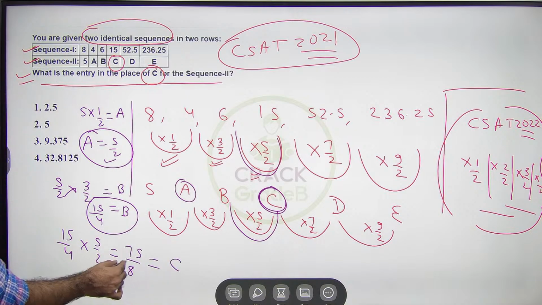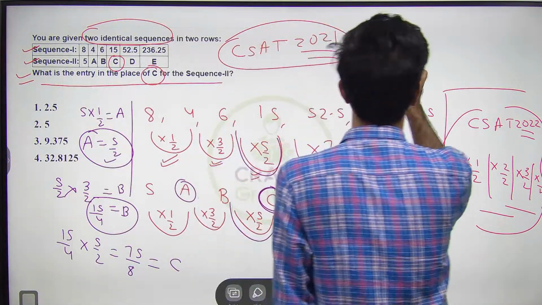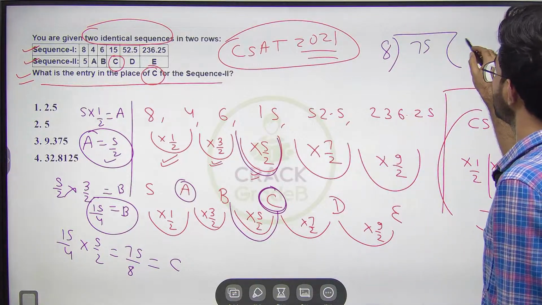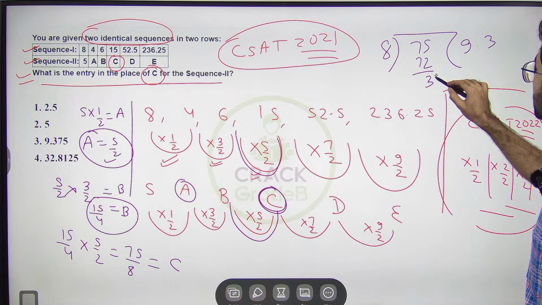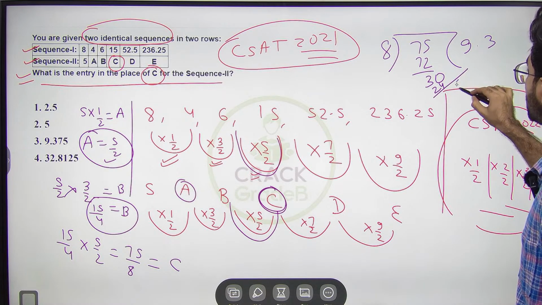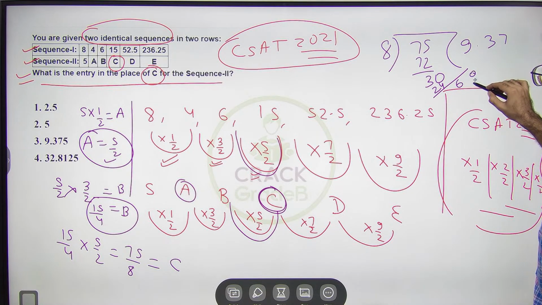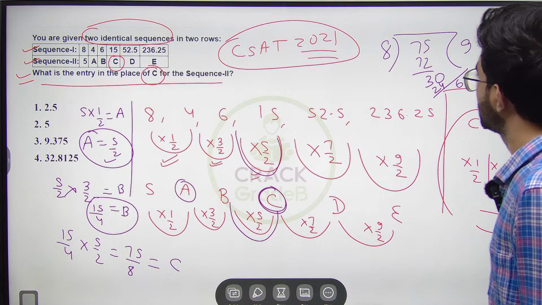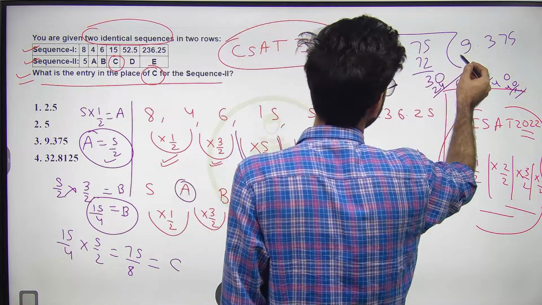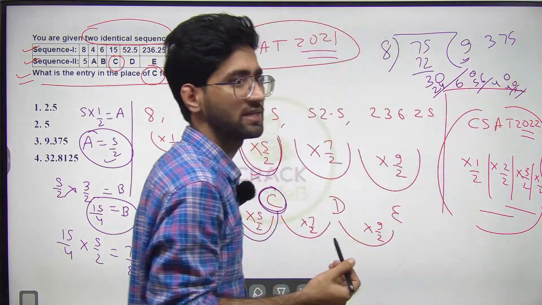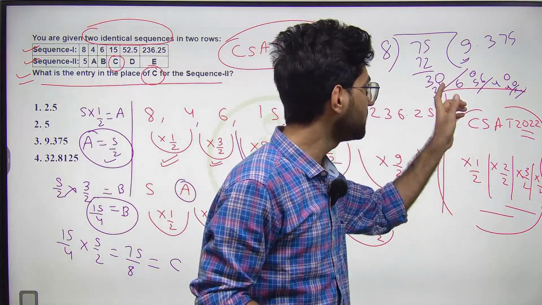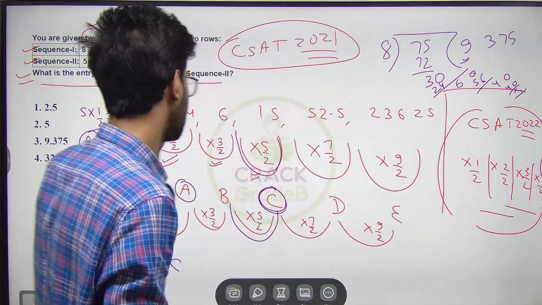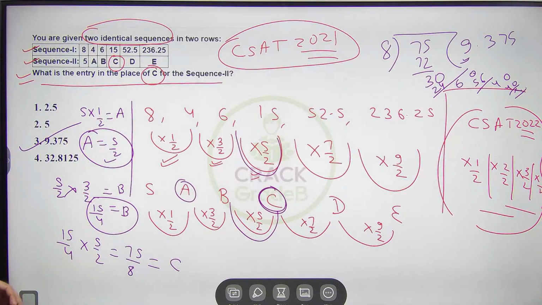So we will have to divide 75 by 8, right? So 8 into 9 is 72, then 3, 8 into 3 is 24, then 6, 8 into 7, then 8 into 5. You must be good at division. Even if you are not good at division, if you find 9 point something, why find till the last digit? If you find this is 9 point something, you should immediately mark option 3, right?